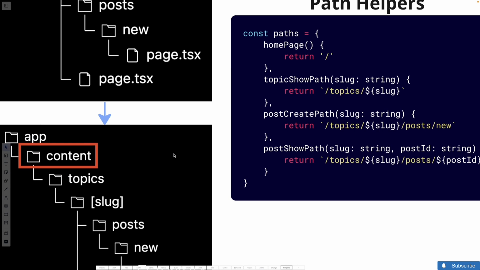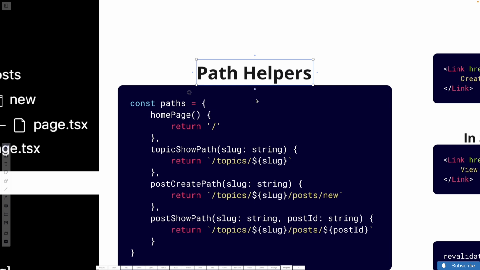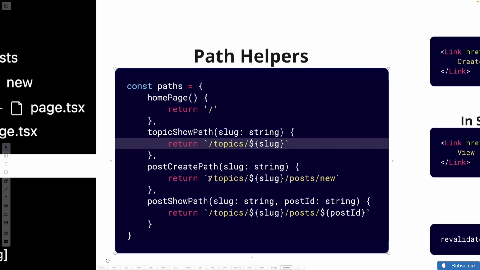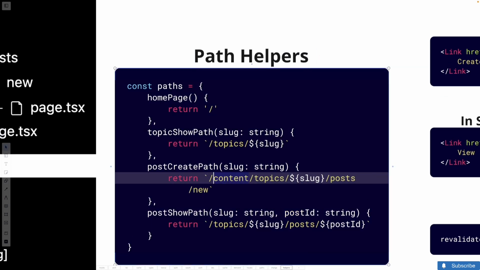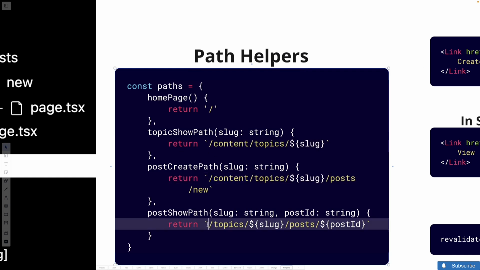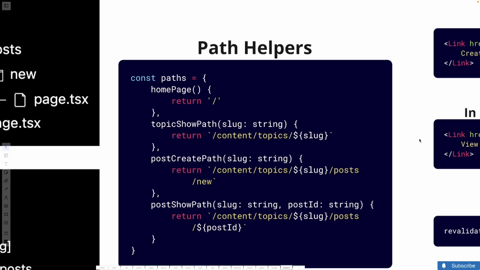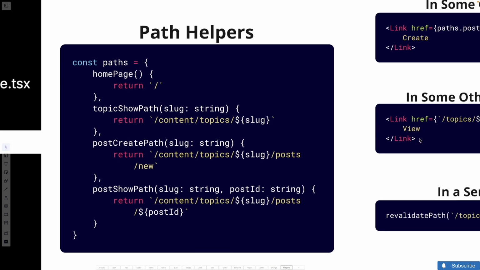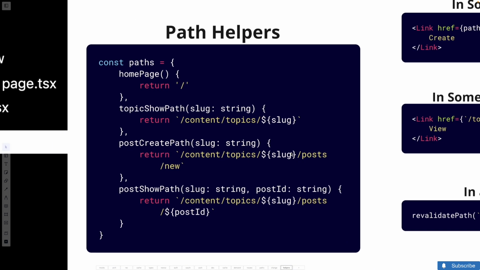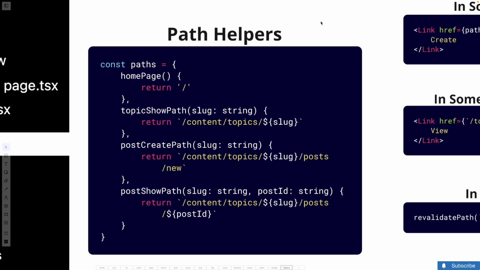than go around to all of our different components, we just have to go to this one single file and add in, say, /content right there. And as soon as we add that in, boom, all of the different links in our application are updated and all the different revalidate path calls are updated as well. So as you can imagine, using these path helpers is very nice on any medium to larger size project.